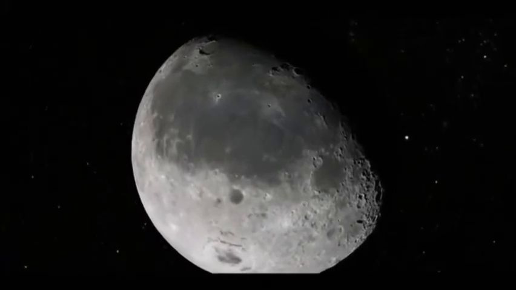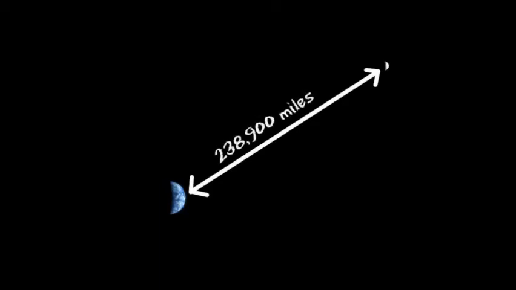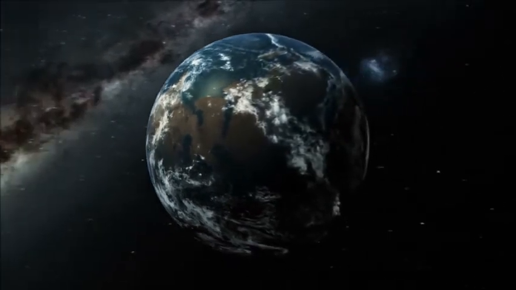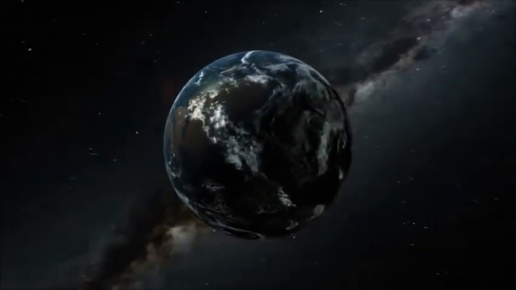Even though the moon is close to us when compared to other planets, it is still very, very far away. The moon is about 239,000 miles, or 384,000 kilometers away. You would have to travel all the way around the Earth 9.5 times to go the same distance as the space between the Earth and the moon.